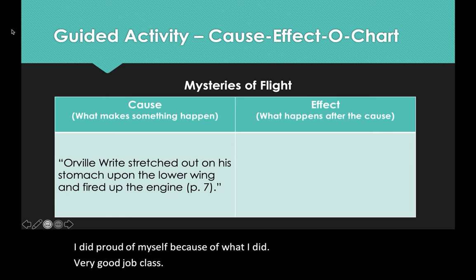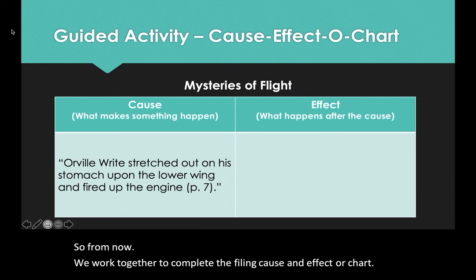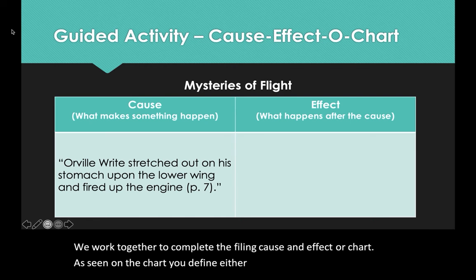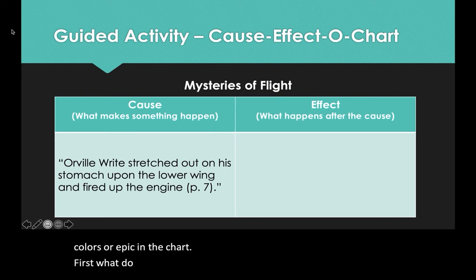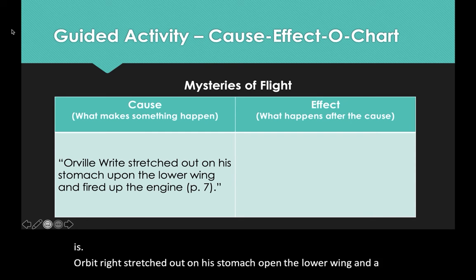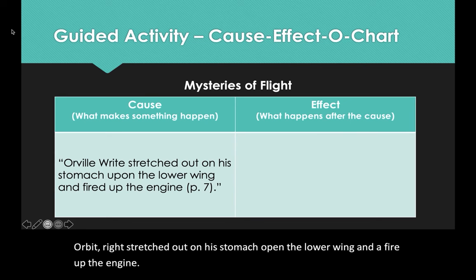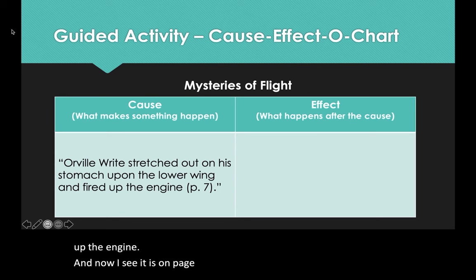So, from now, we'll work together to complete the following cause and effect chart. As seen on the chart, you'll find either the effect or the cause related to the given cause or effect in the chart. First, what you see on the chart is the cause on page 7, which is Orville Wright stretched out on his stomach, opened the lower wing, and then fired up the engine. And now, I see it is on page 7 of our text. So that means I'll probably find the effect on the same page.